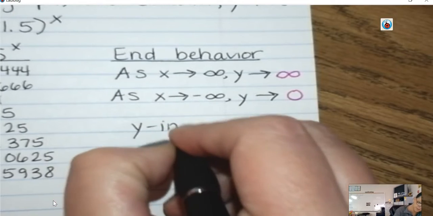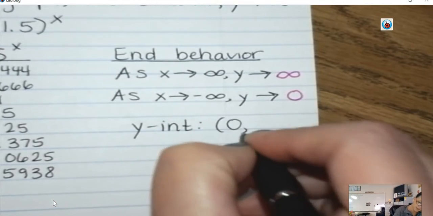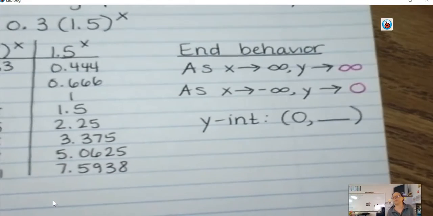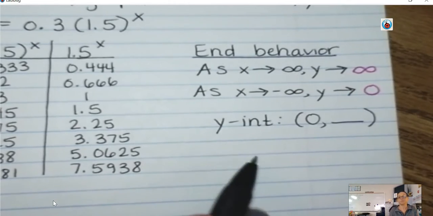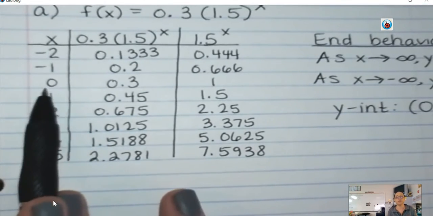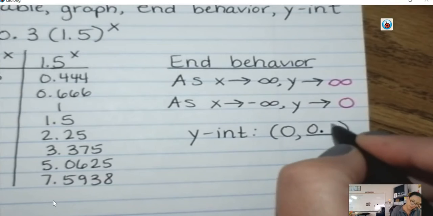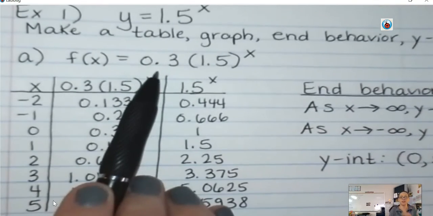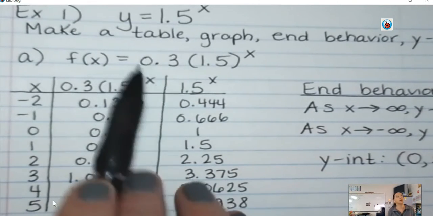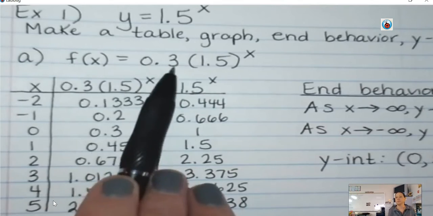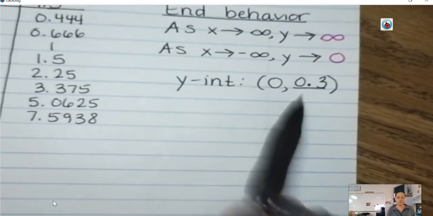And then the last thing it asks is the y-intercept. It's always 0, something. You can either look at your table of values, it's at 0, 0.3, or on the equation, it's your a value. It's the first number listed. That's your y-intercept.